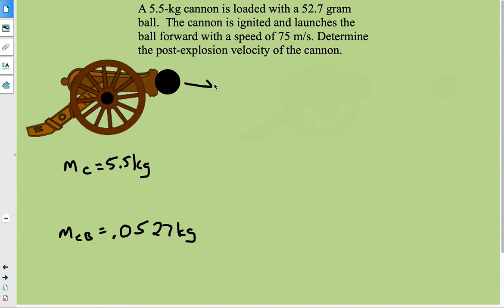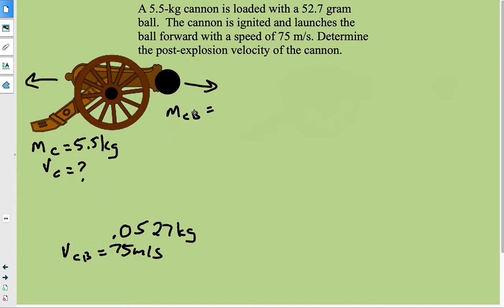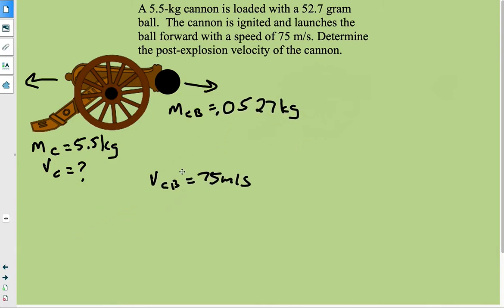Okay. So the cannon is ignited and it launches the ball forward. So the ball is going to go forward. The cannon is going to go backwards. Okay. The cannonball has a forward velocity of 75 meters per second. I want to know, what is the backwards velocity of that cannon? So in my picture here, the mass of the cannon, the velocity of the cannon, they're both going to be going backwards, and then the cannonball is going to be going forwards.